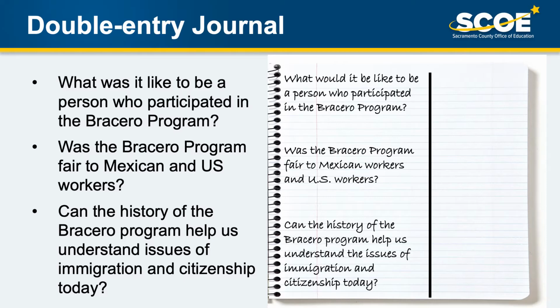At the top of the left column, write the first question. What would it be like to be a person who participated in the Bracero Program? Move a third of the way down the column and write the second question. Was the Bracero Program fair to Mexican workers and U.S. workers? Finally, 2/3 down the column, write the third question. How can the history of the Bracero Program help us understand the issues of immigration and citizenship today?